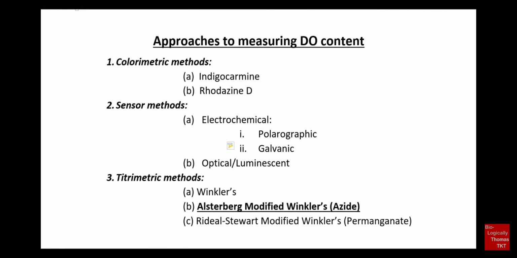There are different ways of measuring dissolved oxygen in a sample of water: colorimetric methods, sensor methods, and titrometric methods. In this video, we'll be discussing in detail and demonstrating the Ulsterberg modified Winkler's method for DO estimation, since it's the most routinely employed method for DO estimation. In addition, we'll also discuss briefly about the conventional Winkler's method along with the Riedel-Stewart modified Winkler's method.